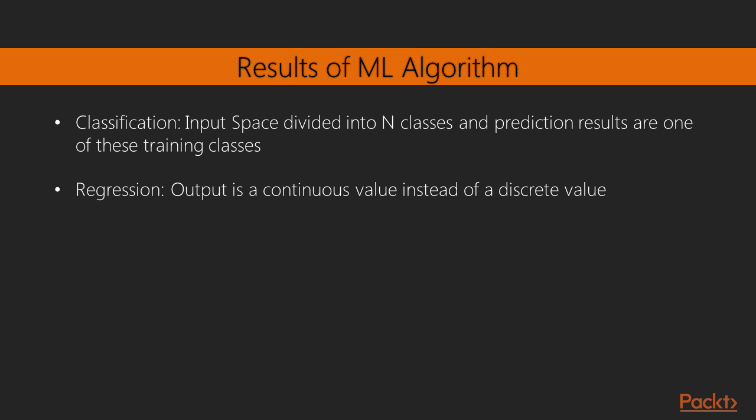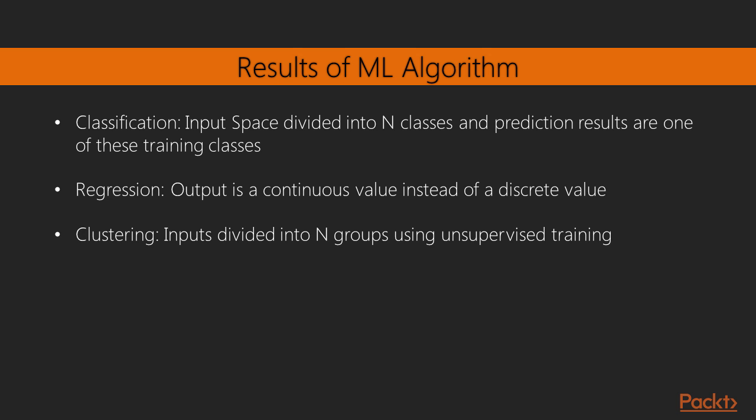Regression: the output is a continuous value instead of a discrete value, such as a classification result. One example of regression can be the prediction of the house price by providing the house size, number of years, and location. Clustering: the inputs are divided into n groups using unsupervised training. Density estimation: this finds the probability distribution of inputs. In our example, we will use a supervised learning classification algorithm, where a training dataset with labels is used to train the model, and the result of our model is a prediction of one label.